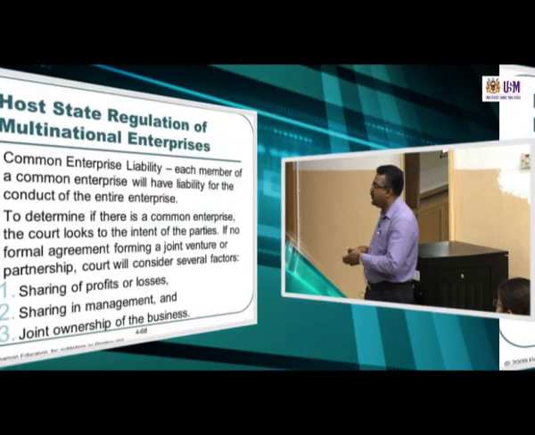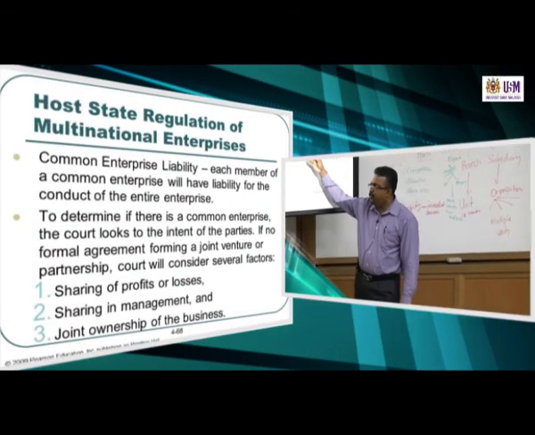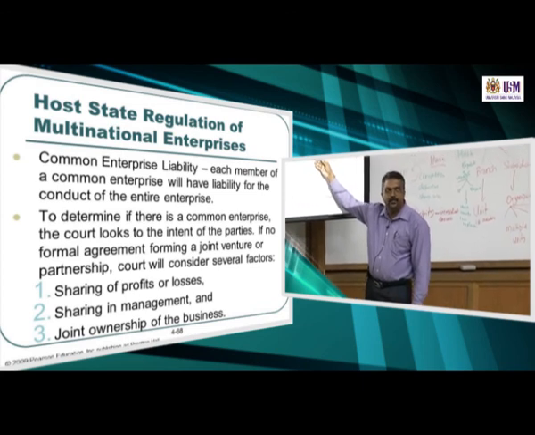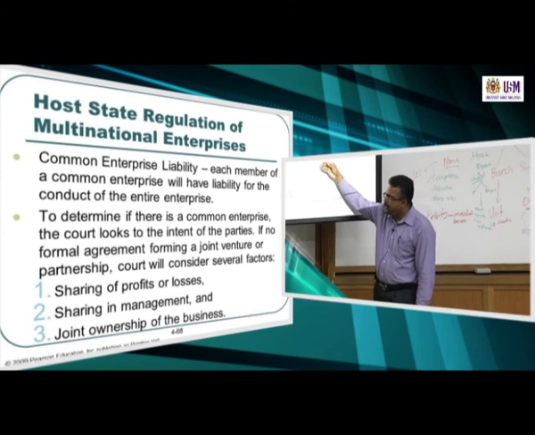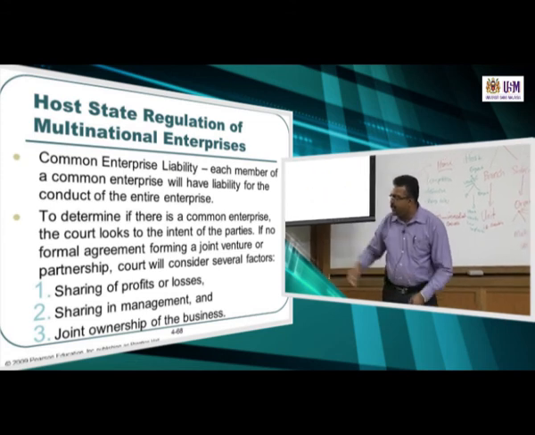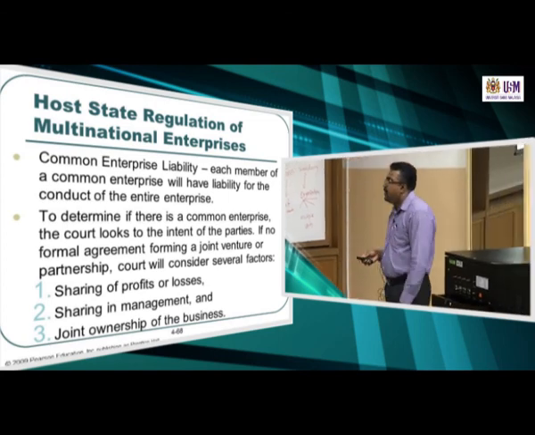These are some of the consequences when there is proof of such a relationship under the host company law: sharing of profits and losses, sharing of the management, and joint ownership of the business.